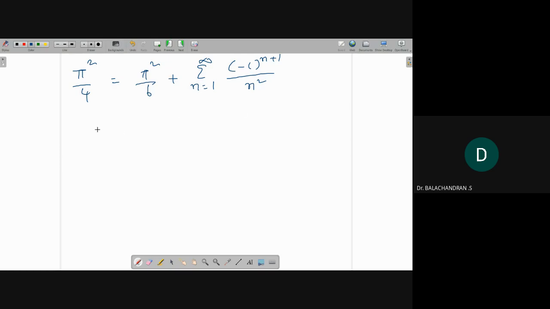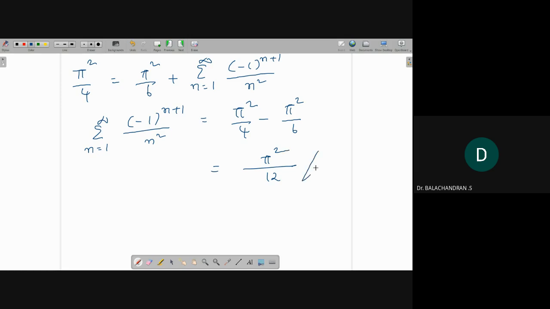So that is equal to summation n equal to 1 to infinity minus 1 whole power n plus 1 divided by n square, which is equal to pi square by 4 minus pi square by 6. If you take 12 as LCM, 3 pi square minus 2 pi square, so pi square by 12. So this is the final answer.